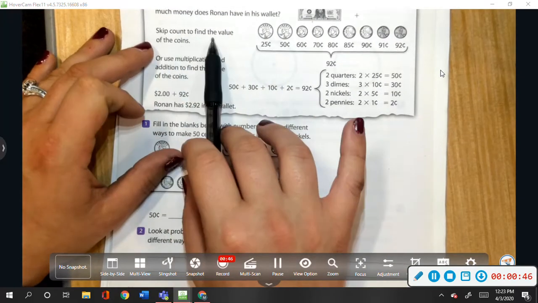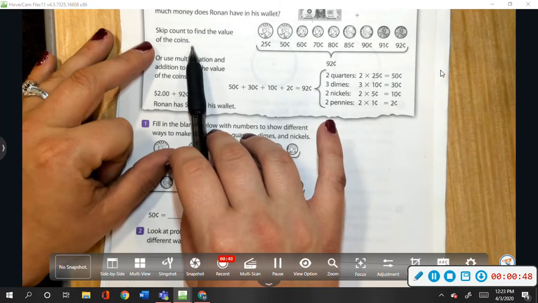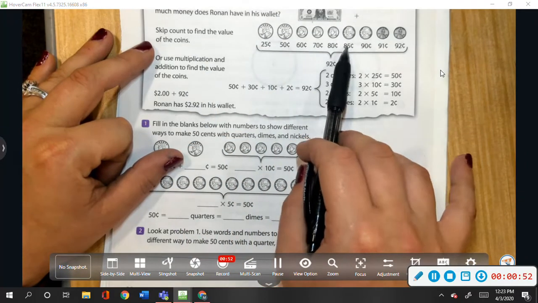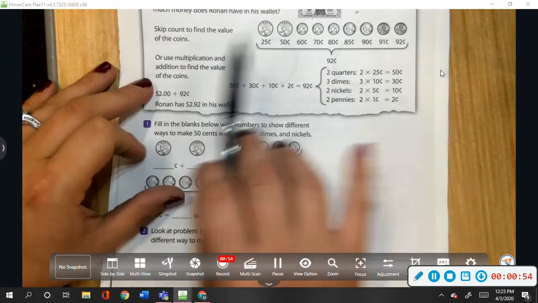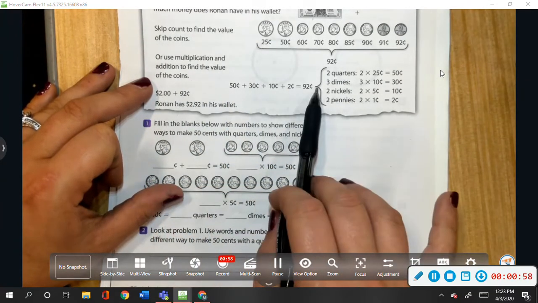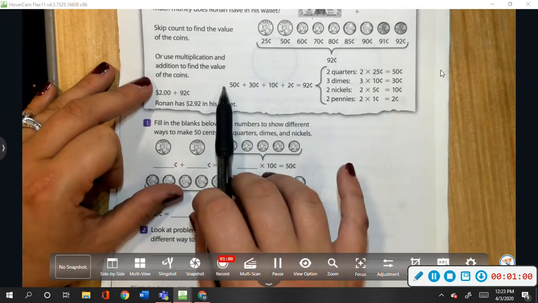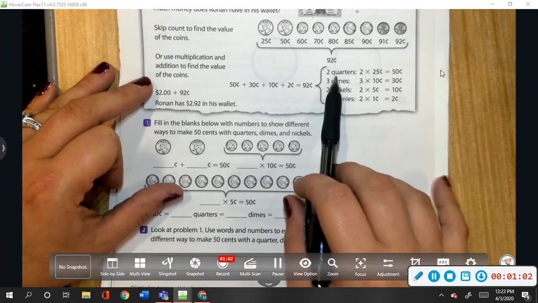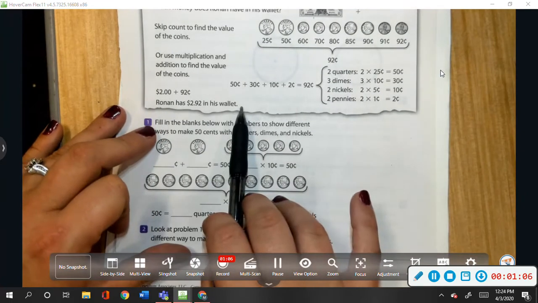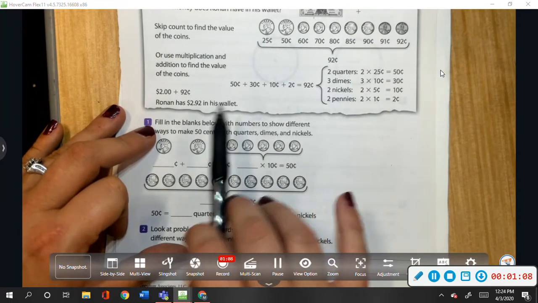Well, it's saying you could skip count to find the value of the coins. 25, 50, 60, 70, 80, 85, 90, 91, 92. Or use multiplication and addition to find the value of the coins. Repeated addition. Not repeated addition, excuse me. Addition. Or you could use the multiplication process. And it adds up to $2.92 in his wallet.